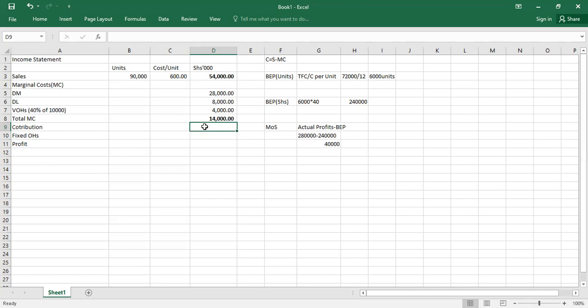Those are contribution. Is it 14 or 40,000? The total marginal cost. Oh, it's 40,000. This is supposed to be 40,000. Contribution. 40.